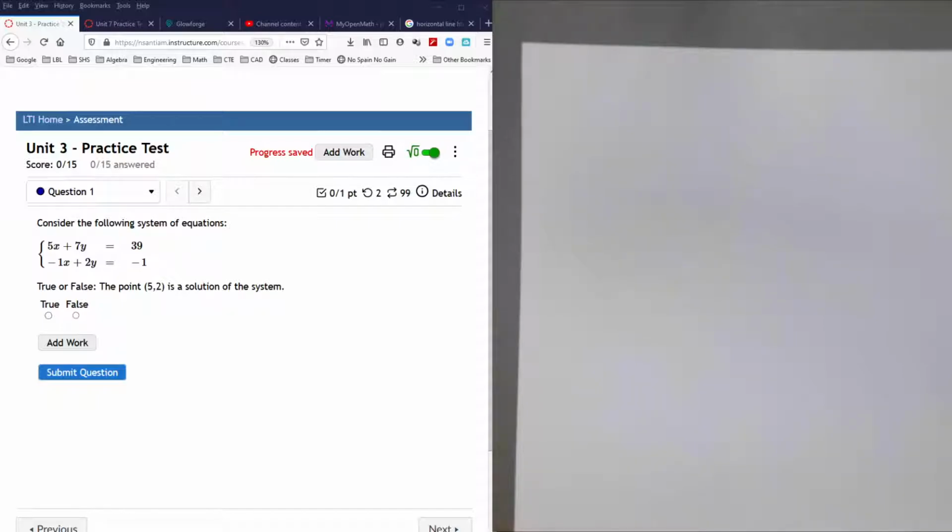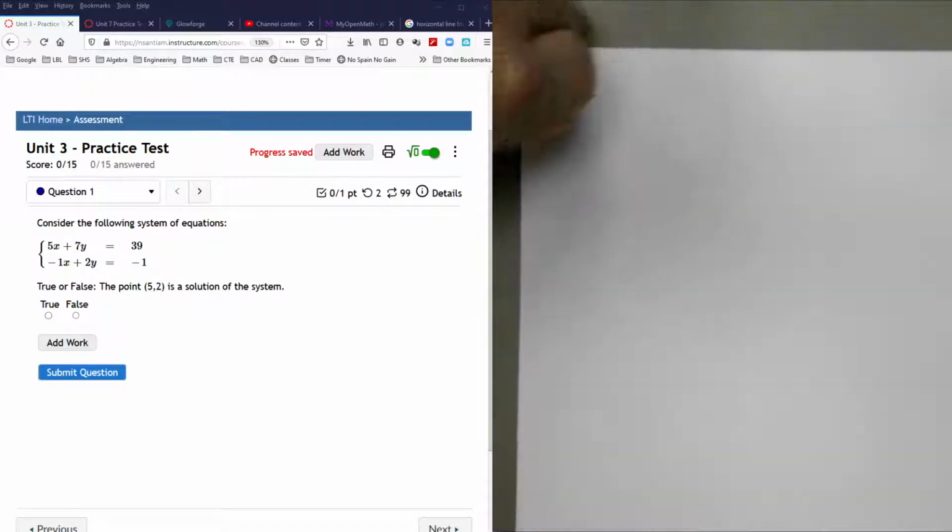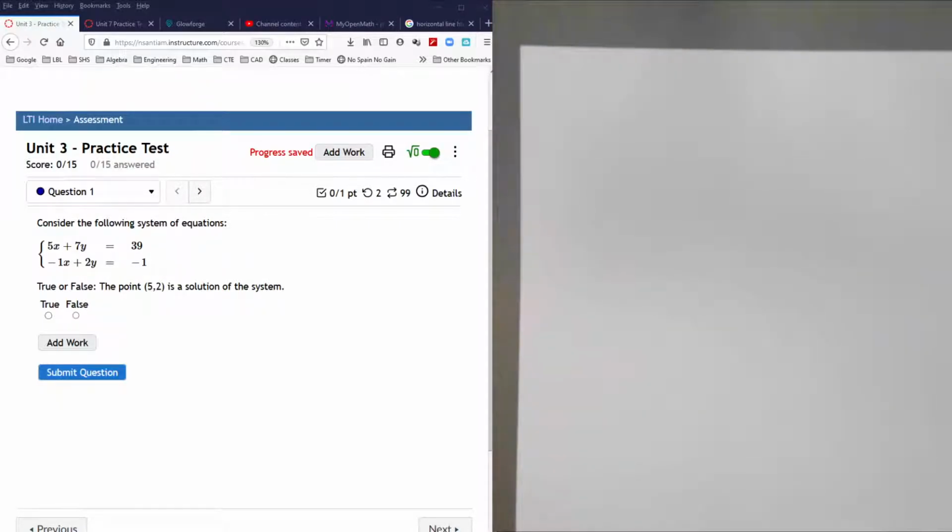So this is question number 1. We're talking about systems of equations here. So just a quick review, right? A system of equations, we're looking at linear equations, right? So two lines, and the solution represents where those lines cross. Okay, so if we were to graph a system of equations, the solution would be where the two lines cross. In order for something to be a solution, that point has to be on both lines.